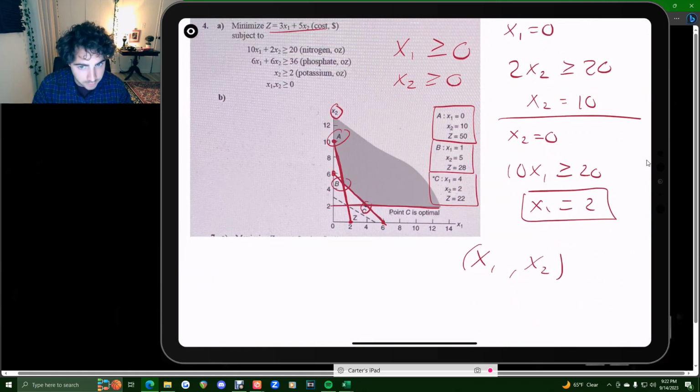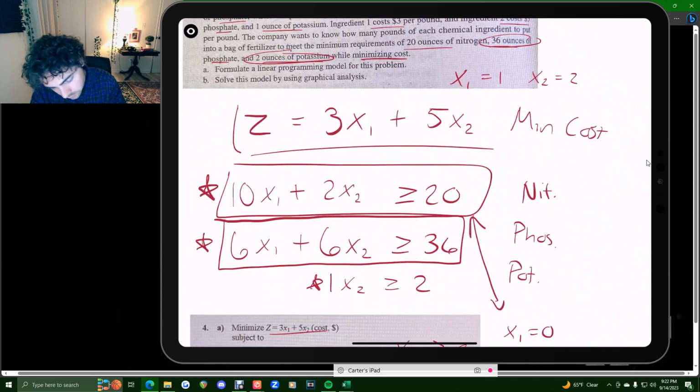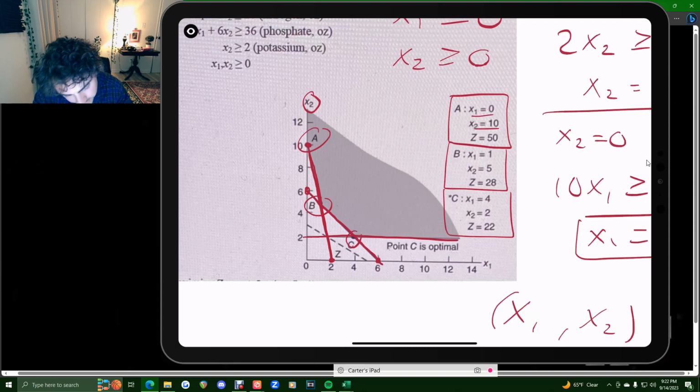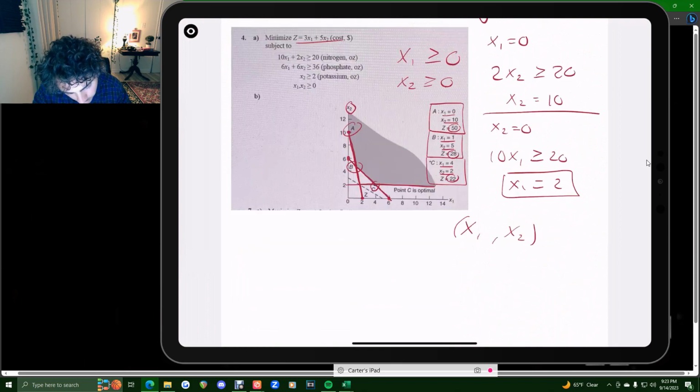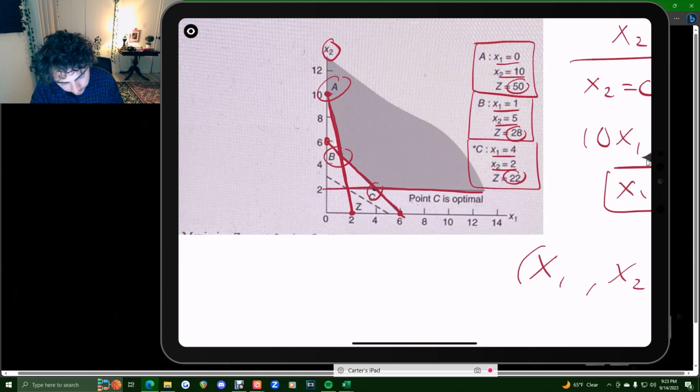Okay, so we test these points out in the z equation, right? And it turns out when you plug in point A, (0, 10), you get 50. Point B, (1, 5), you get 28. And point C, (4, 2), you get 22. And so, again, we are looking for the minimum cost, the minimum z value. So it turns out that point C creates our minimum cost, meaning point C is the optimal point.